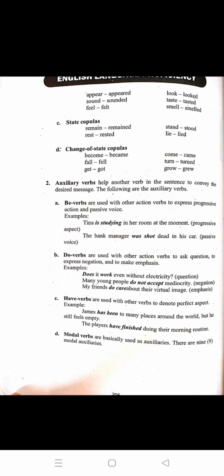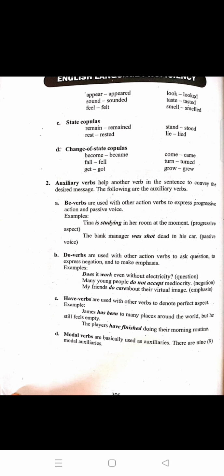Another type of verbs are auxiliary verbs. Their function is to help another verb in the sentence to convey the desired message. That's why auxiliary verbs are also called helping verbs, because they are trying to help the main verb. We have 4 examples of auxiliary verbs: the be verbs, the do verbs, the have verbs, and the modal verbs.